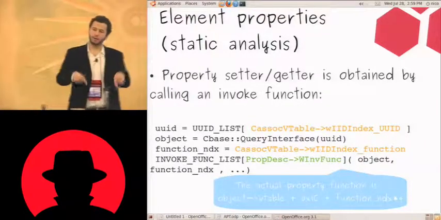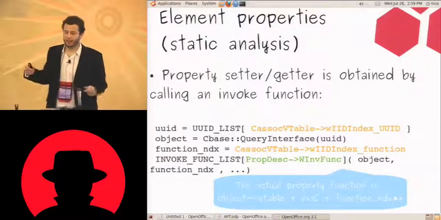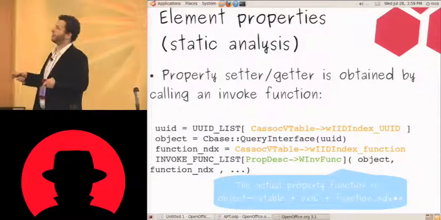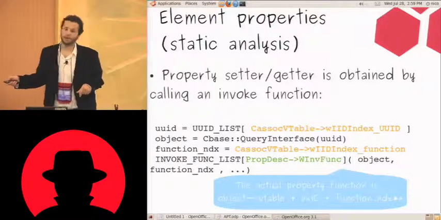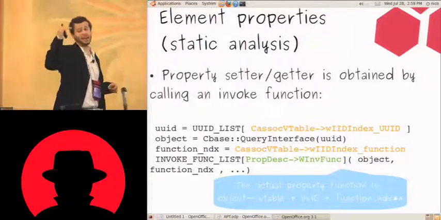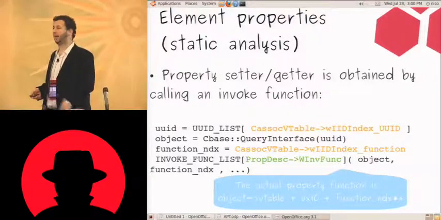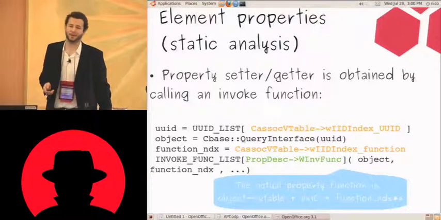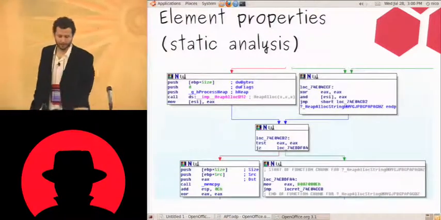And the actual function that is going to do all the setter and getter results from the object's UUID and the function index. The function index is basically an index to the vtable that allows you to get into the function. Now, all that works just to get string allocation. So that's how exploits are these days, hard.